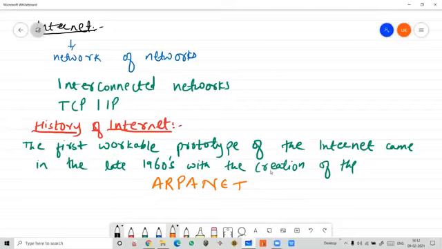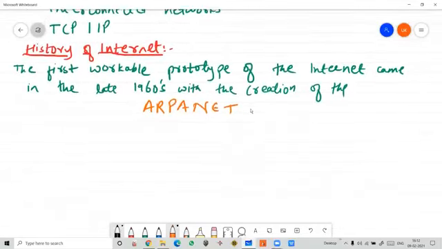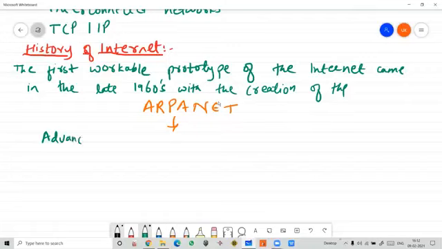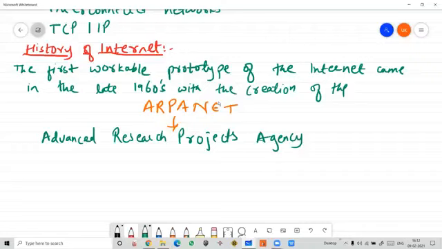What is ARPANET, students? ARPANET stands for Advanced Research Projects Agency Network. Net for network. Advanced Research Project Agency Network. Okay, students. So ARPANET, the very first network, is your ARPANET. Before the internet was the ARPANET, students.